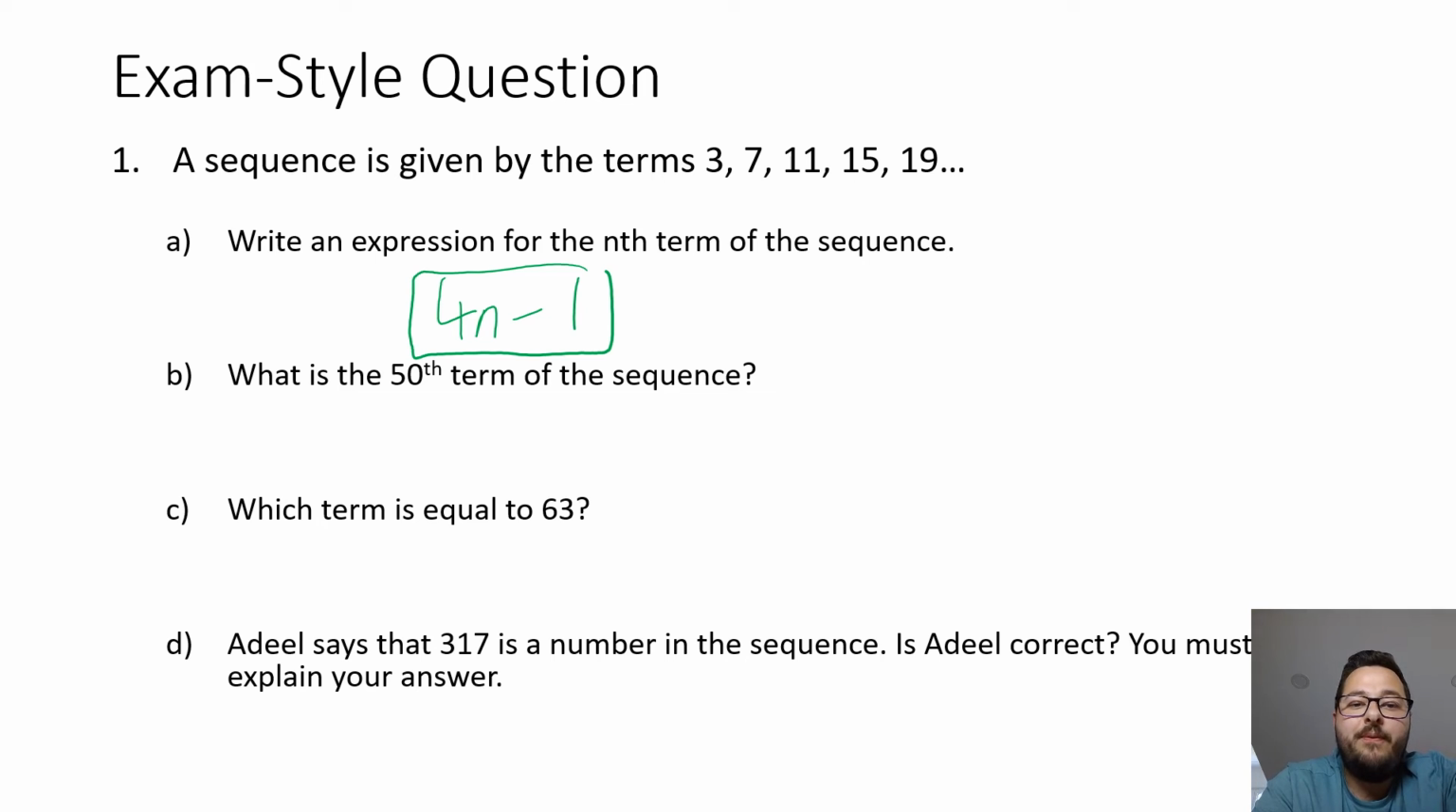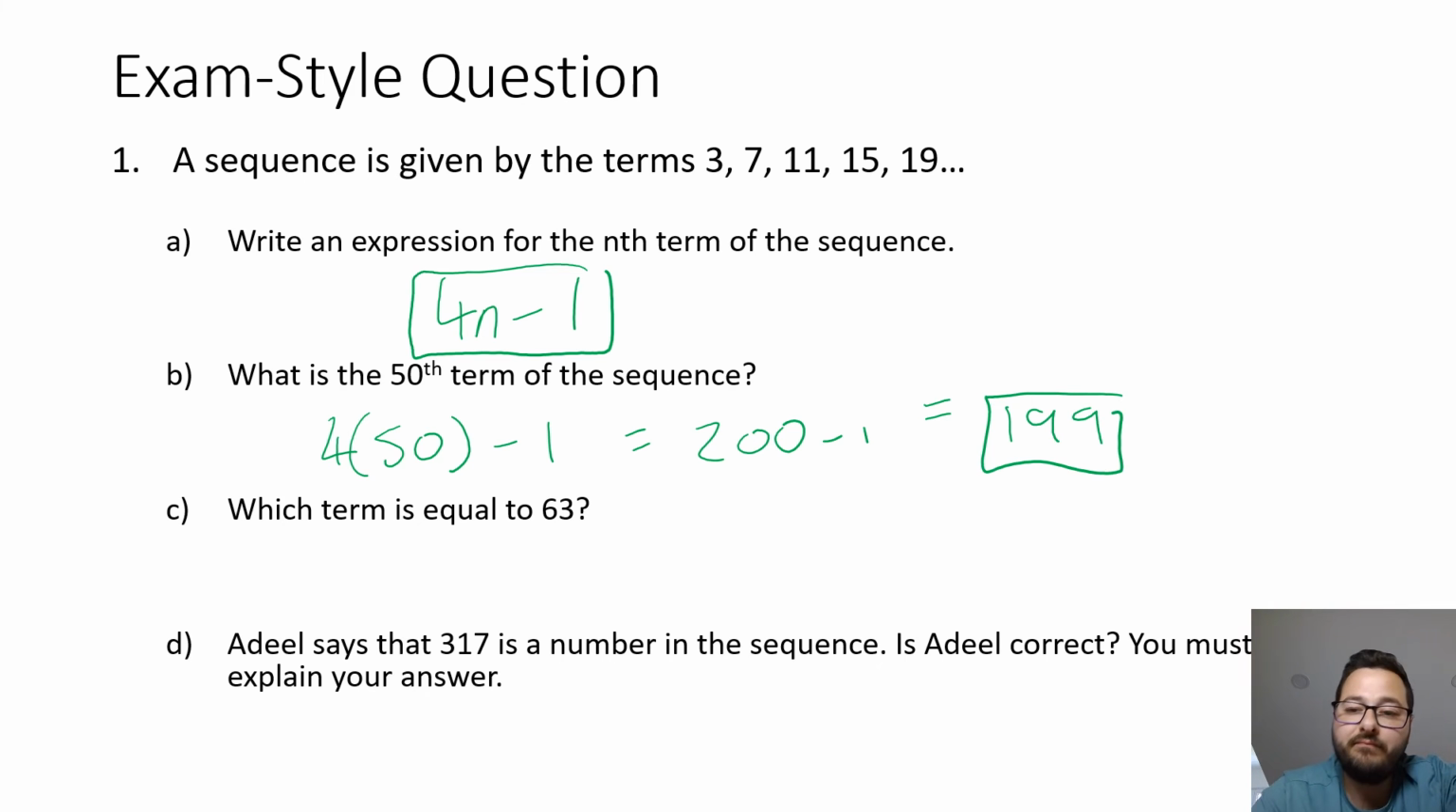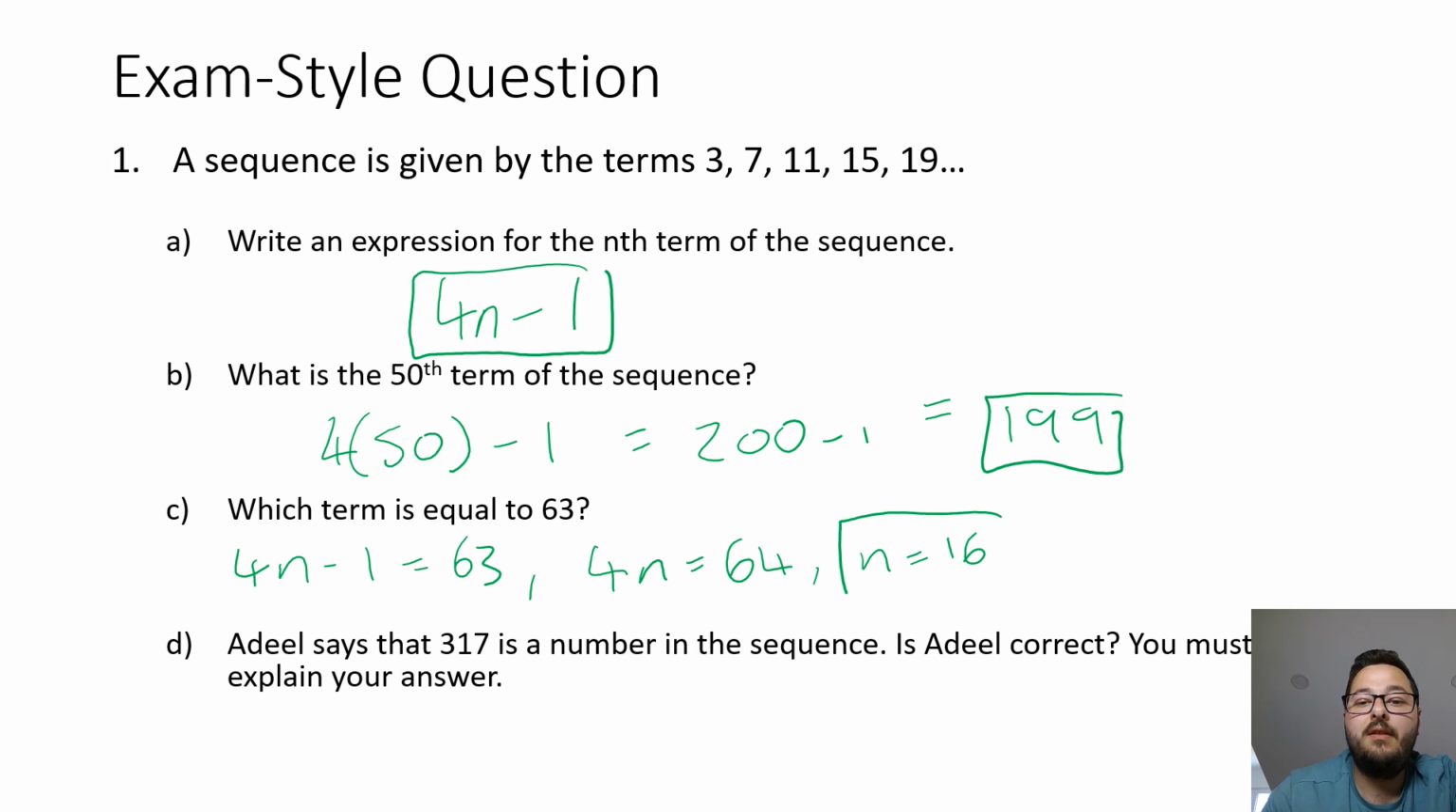B asks, what is the 50th term of the sequence? Well, for that we just put 50 into our formula that we've just done. So this is 4 times 50 minus 1. 4 times 50 is 200, and 200 minus 1 is 199. Great. Then it says, which term is equal to 63? Well, for that we do 4n minus 1 equal 63. We'll add 1 to both sides, so we end up with 4n equals 64. And then divide by 4, we're going to get n is 16. So it's the 16th term is equal to 63.